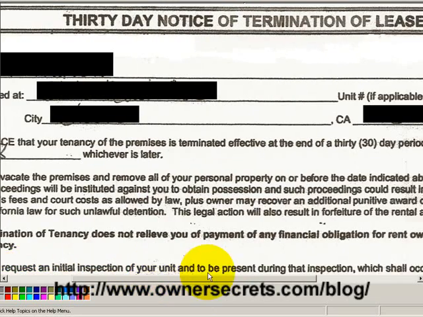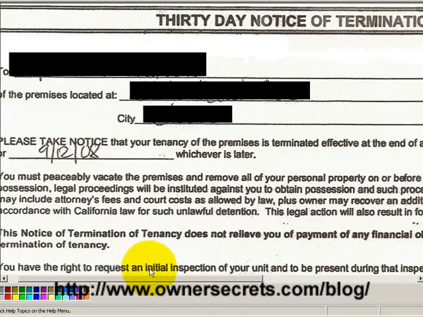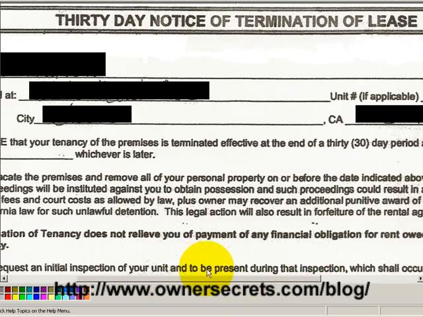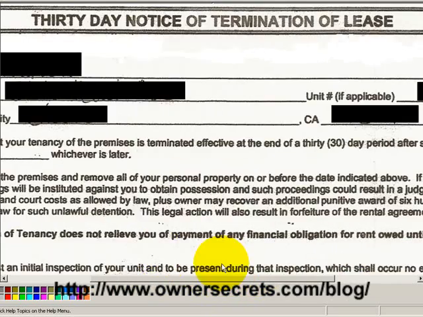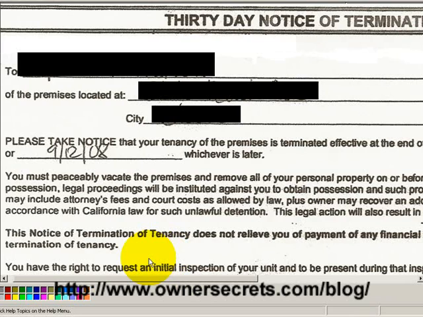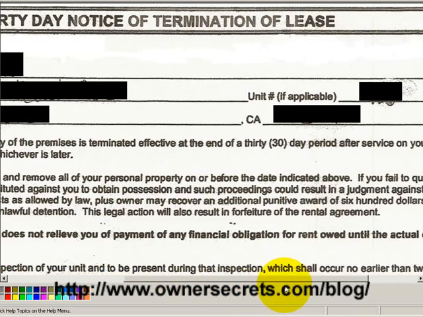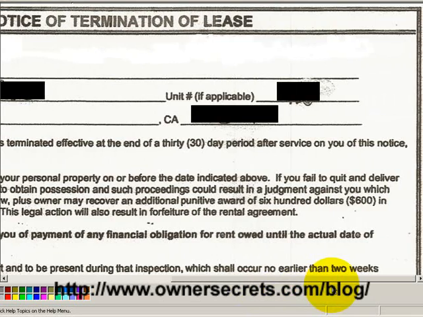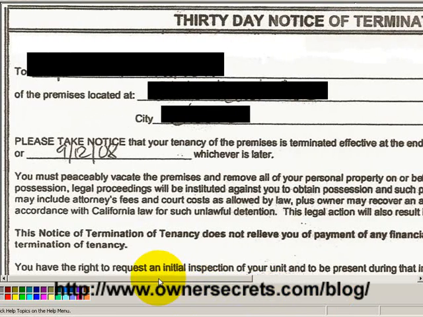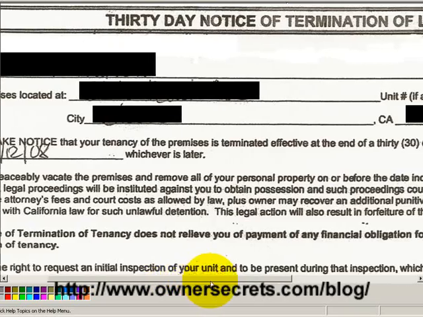Two, you would put their name, premises located at, unit number if applicable, city and state. And basically, you put the date in here. Please take notice that your tenancy of the premises is terminated, effective at the end of a 30-day period after service on you of this notice, or, and you put the date, whichever is later. You must peaceably vacate the premises and remove all of your personal property on or before the date indicated.